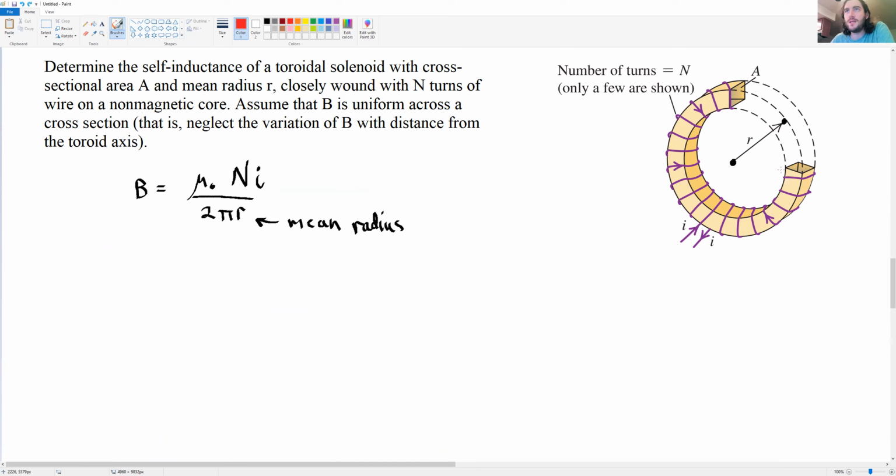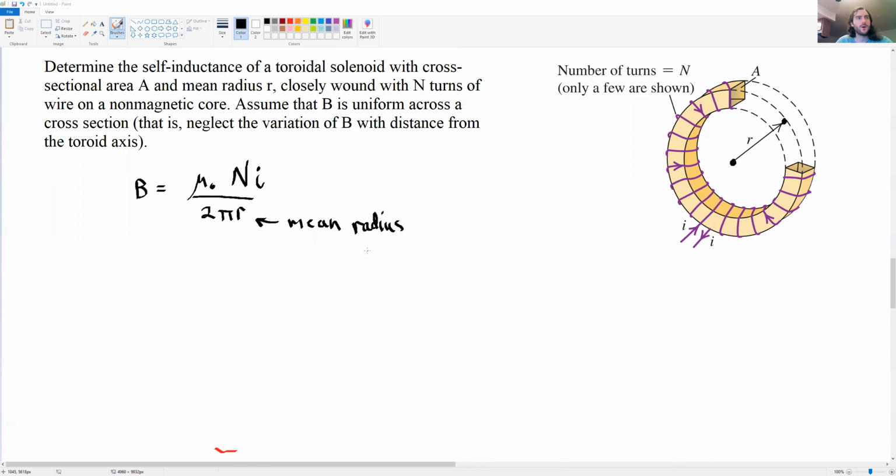And what do they mean by the mean radius? They just mean the distance from the center of the torus to the center of the coils. Okay, so I'm going to go ahead and pause it again. Try this problem yourself. Okay, all right, we're back.